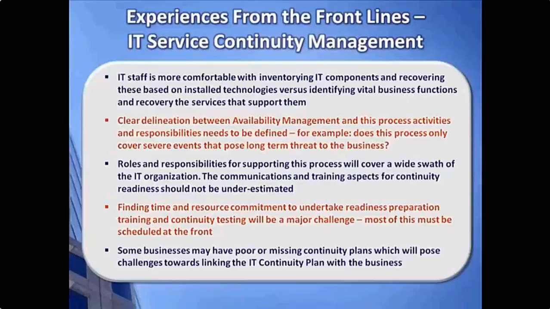Clear delineation between availability management and this process, activities and responsibilities needs to be defined. So does this process only cover severe events that pose long-term threats to the business, for example? What areas will IT service continuity get involved with versus not? When does IT service continuity get escalated to?